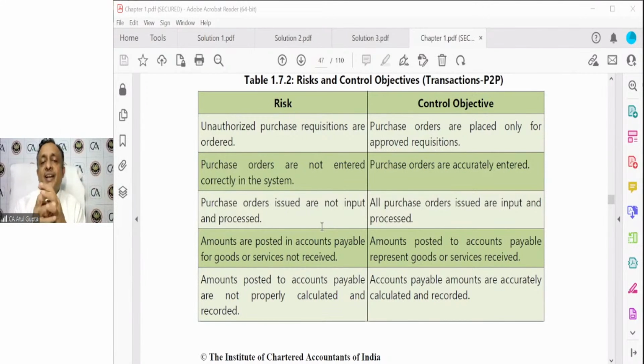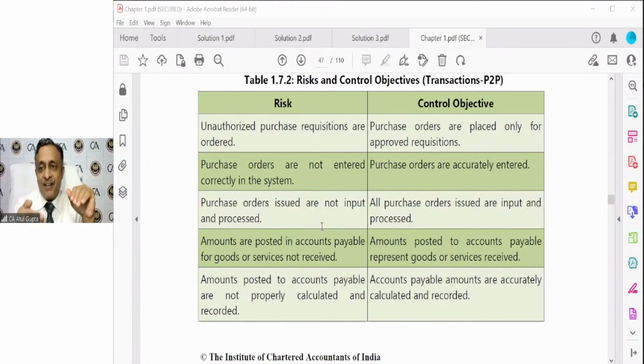Then amounts are posted in accounts payable for goods. Yes, this is a fraud. It's a very high risk issue that a payable is generated for goods and services not received. Again, this risk is an indicator that the system is not integrated. If it had been an integrated system from stores till purchases, this risk would not have arisen. So the underlying issue is not this. The underlying issue is that the integration is missing.